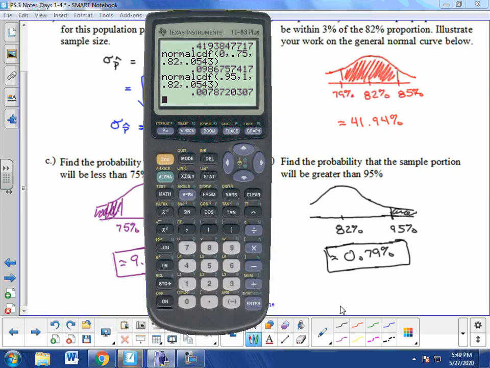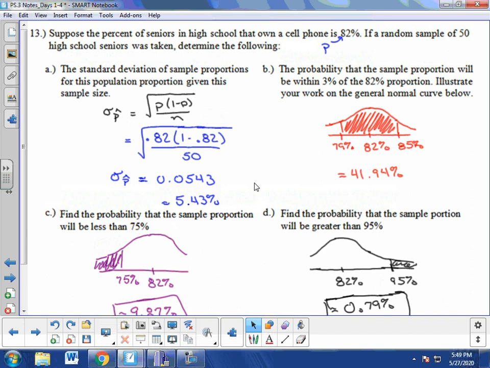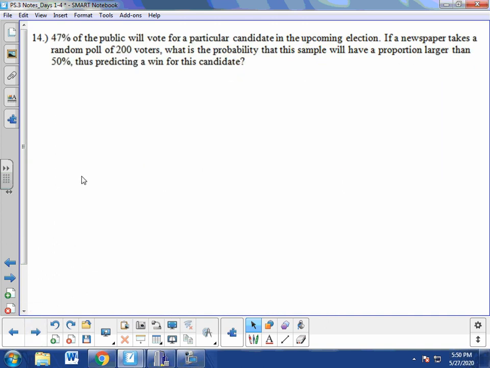So this is basically us coming up with some efficacy to our sample size. Is our sample going to be a good representation of actual data? And we'll see a realistic example like this. This one is actually recently, not super recently, but fairly recently applicable. Problem number 14, it says 47% of the public will vote for a particular candidate in the upcoming election. This is the known population portion.